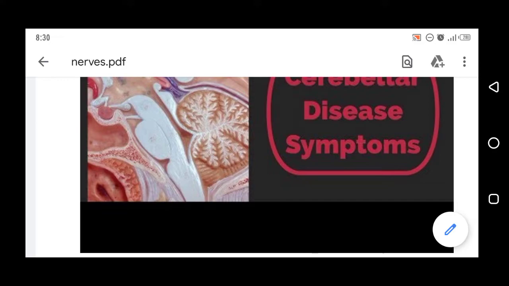First, in short, the main functions of the cerebellum. As we all know about the functions, the cerebellum is a very important structure related to the motor system.